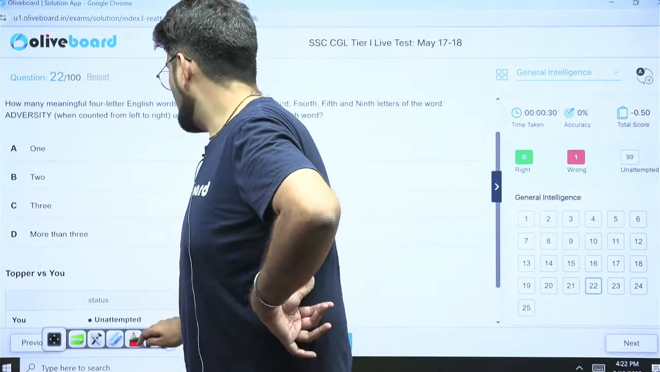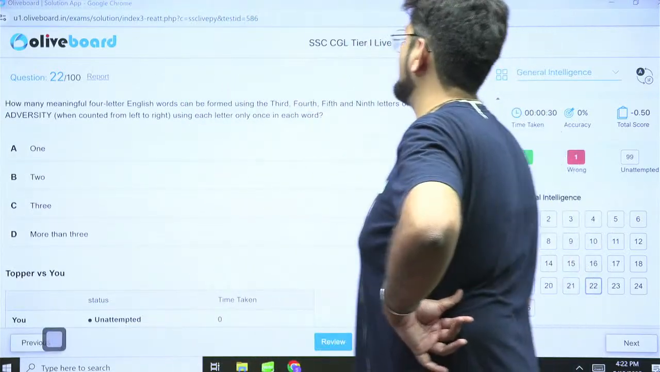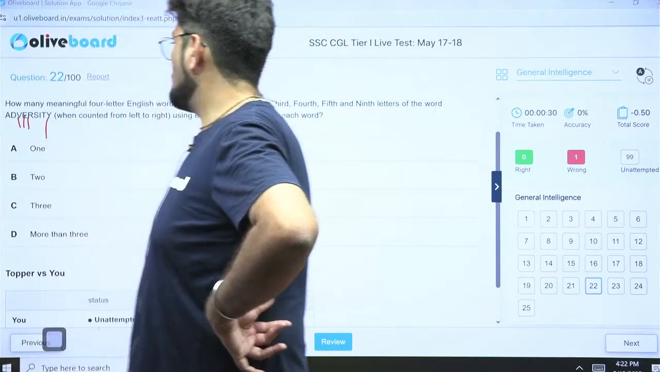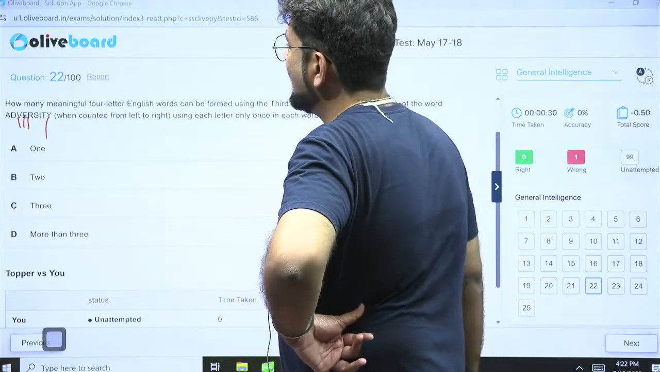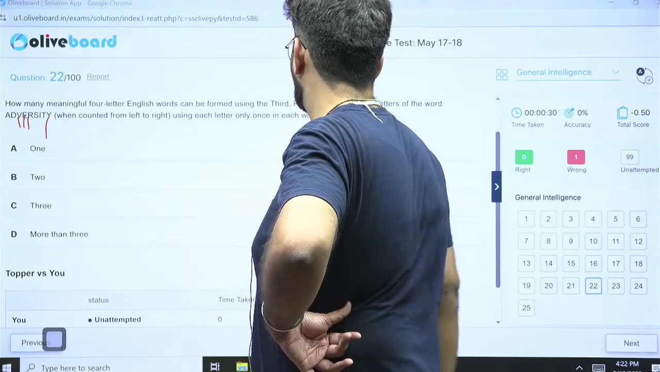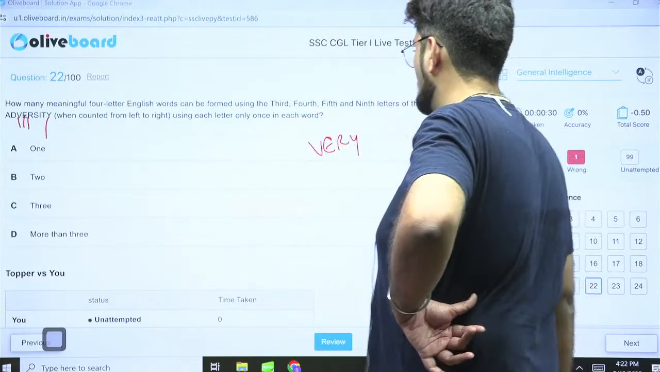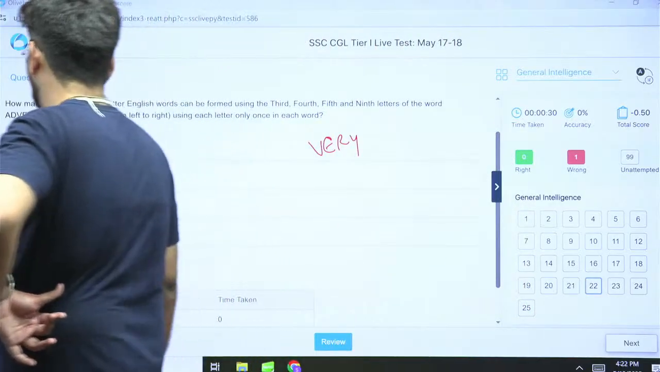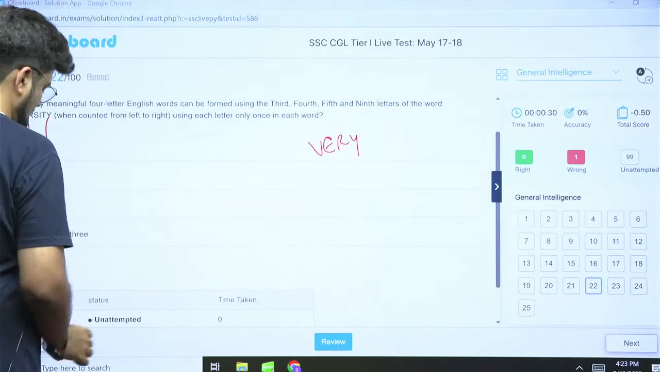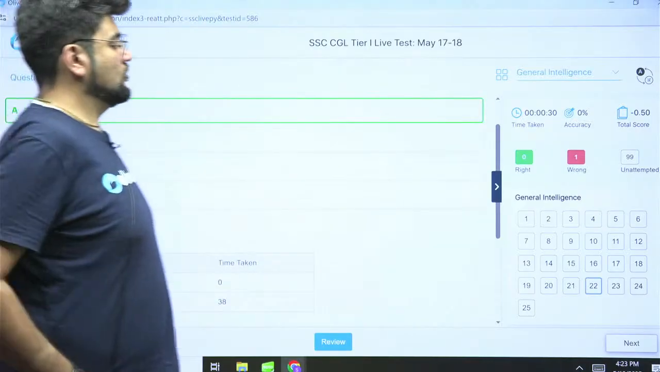How many meaningful four letter English words can be formed using the third, fourth, fifth and ninth? Third, fourth, fifth, ninth. V-E-R-Y. Very. What else? Do we have any other words for V-E-R-Y? I can remember very. R-E-V-Y, R-E-Y-V. No, I don't think so. Option A is the right answer. Cool. 22, 23.